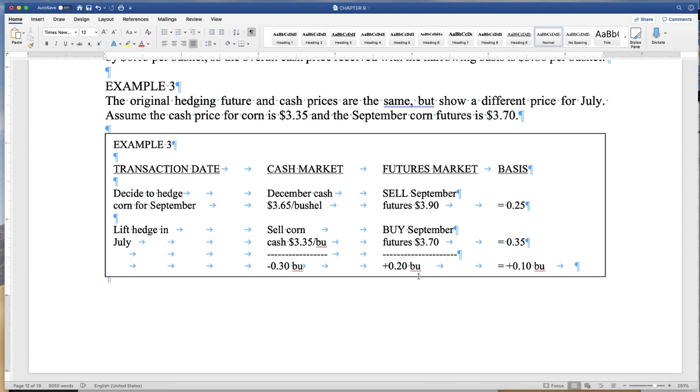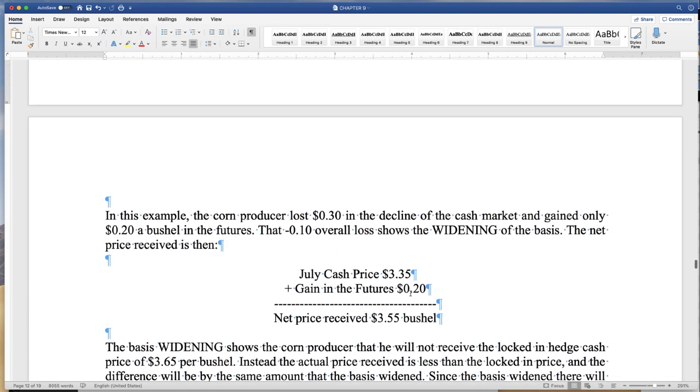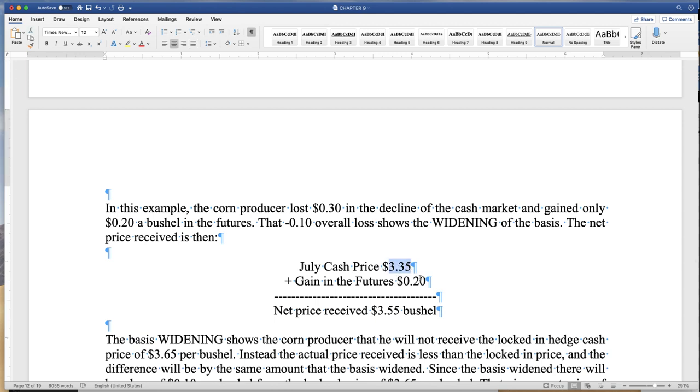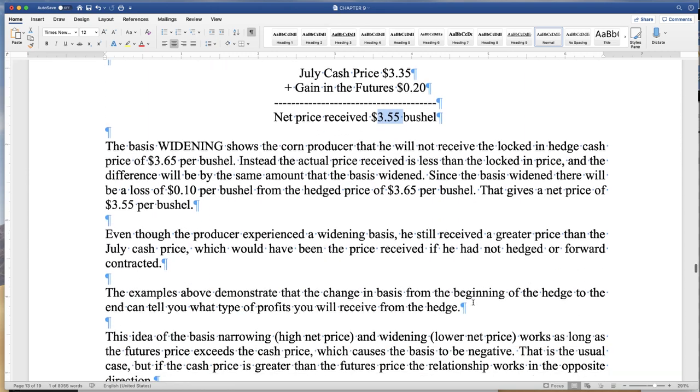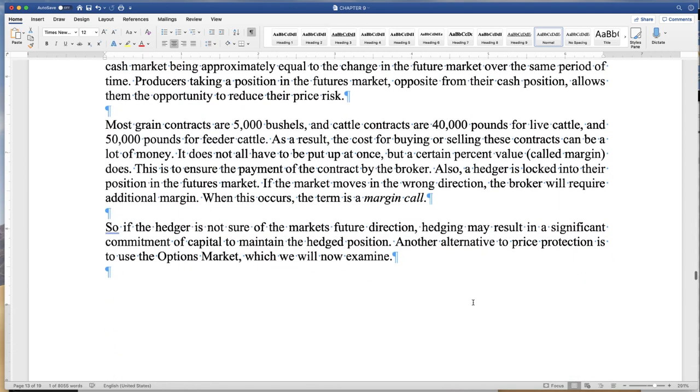I've got another example here where the basis changed by 10 cents, but you can see we lost 30 cents in the cash and got 20 cents back. So instead of selling our corn for $3.35, we got $3.55 this time. Anyway, these different examples help show you the idea.